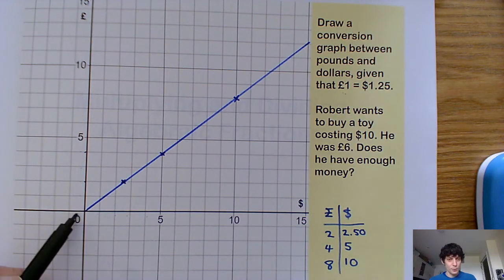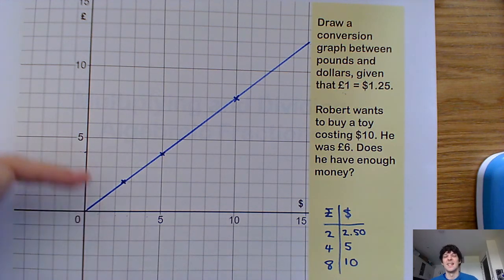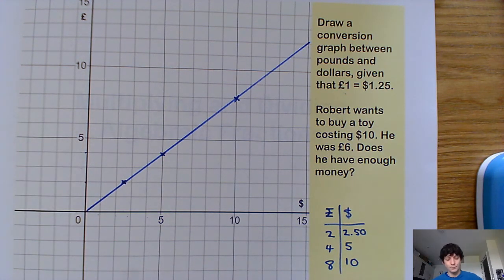Okay, you also notice here this goes through the origin, because £0 would be $0. Not all of our conversion graphs would do. They might not if there's an initial cost for something. So a popular example of that is like a taxi journey, where there's an initial cost and then you pay a certain amount per mile that you travel.